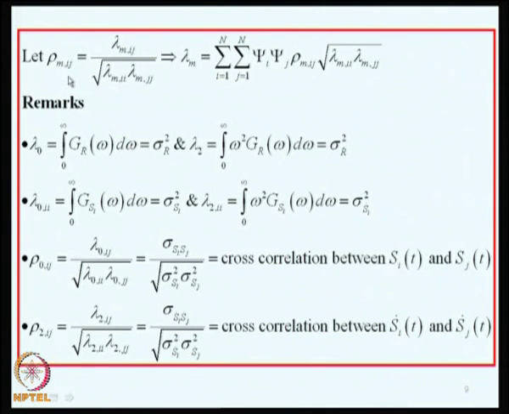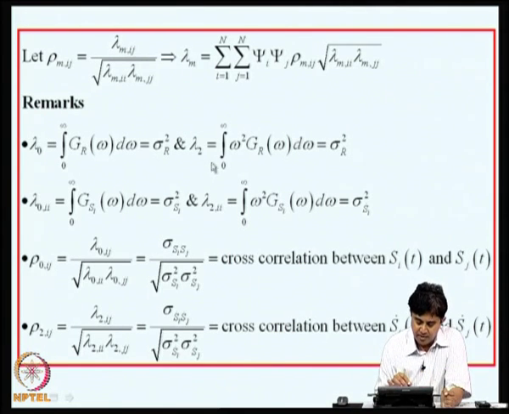Now, what we do is we normalize this lambda m i j as shown here. We divide lambda m i j by square root of lambda m i i and lambda m j j, and in terms of this normalized quantity, the mth spectral moment can be expressed in this form. Now, if m equal to 0, it is nothing but the area under the power spectral density function, which is nothing but the variance of the response process. Similarly, the second moment is the variance of the derivative process in the steady state. Similarly, lambda 0 i is the variance of the ith generalized coordinate in steady state. Lambda 2 i is the variance of the time derivative of the ith generalized coordinate in steady state.